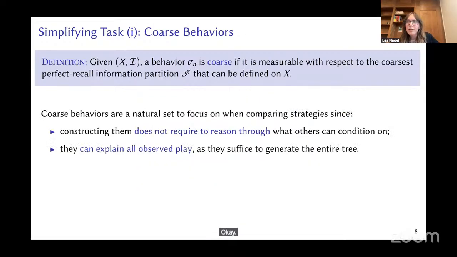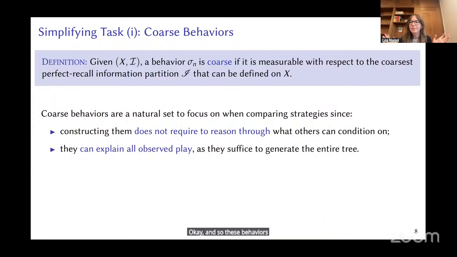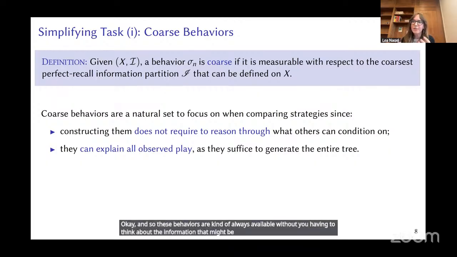So coarse behaviors are, in some sense, a natural set of behaviors to focus on, because exactly of what I just said, they don't condition on the information that others might observe as they go through the mechanism. And so in some sense, constructing them doesn't require you to think about the hypothetical information that others hypothetically might condition their behavior on. Okay, and so these behaviors are always available without you having to think about the information that might be revealed. And so in some sense, they're a particularly focal set.